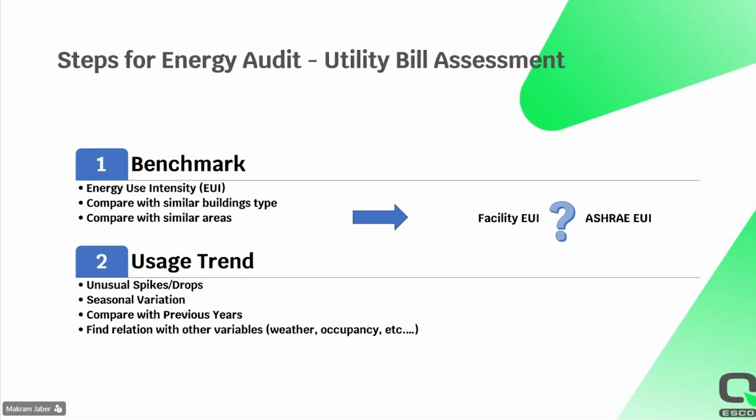And the utility bill is also used to determine if you have any unusual consumption. Sometimes you see that the consumption increases, doing a spike, a sudden increase and decrease. And we will see this and try to understand what the reasons for this are. We will see the variation of the consumption depending on the season.